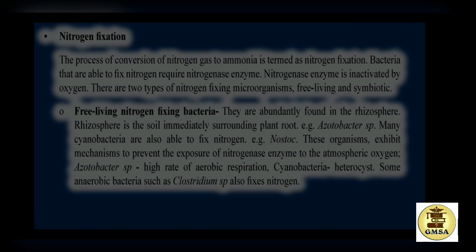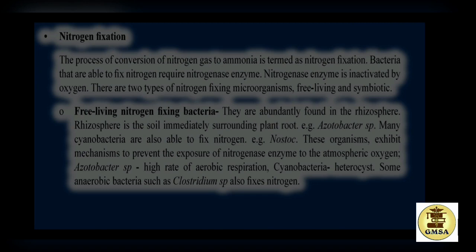These organisms exhibit mechanisms to prevent the exposure of the nitrogenase enzyme to atmospheric oxygen. For example, Azotobacter species have a high rate of aerobic respiration. Now, when there is a high rate of aerobic respiration, the rate of utilization of oxygen is really high. So, the availability of oxygen in the immediate environment of these microorganisms is very low. Due to this, the nitrogenase enzyme can function effectively, as an environment very similar and close to an anaerobic environment is created.